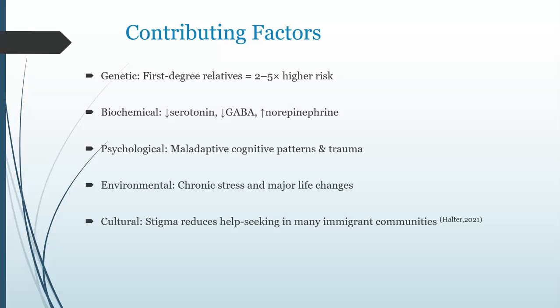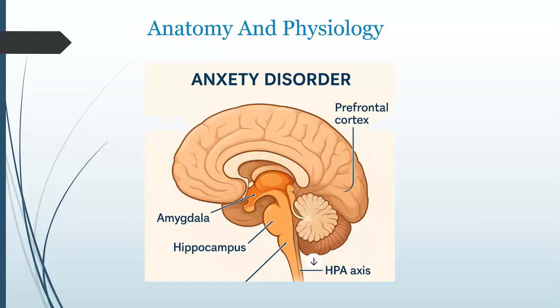Psychological factors. It involves negative thinking patterns and trauma. Environmental stress such as life changes or job strain can worsen symptoms. And finally, cultural factors. Stigma, especially in immigrant communities, can prevent people from seeking help. On the next slide, we will see what happens inside the brain when someone has anxiety.